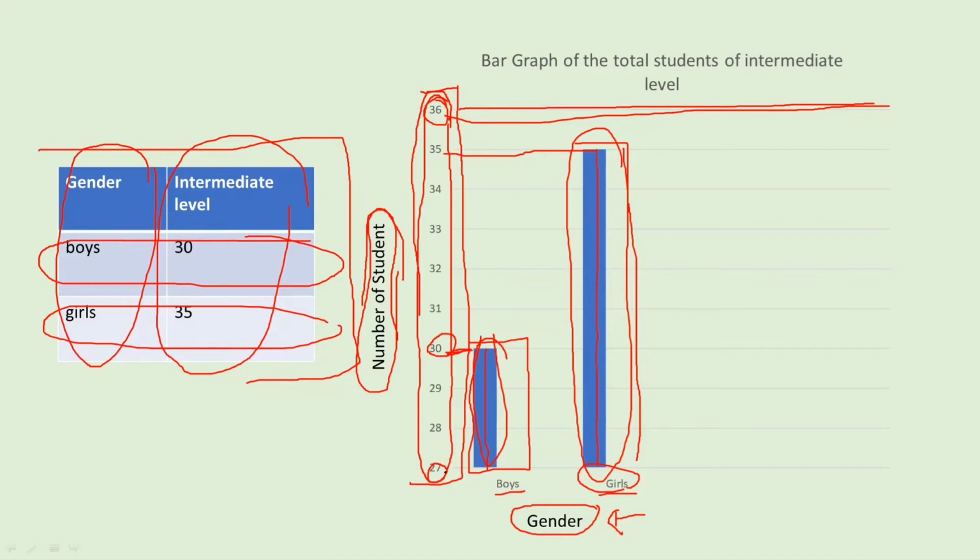So, pwede rin tayong gumamit ng iba pang number. So, it depends doon sa ating given data. So, kaya ang ginamit natin ditong scale ay 27, 28, 29, 30, 31, 32, and so on, dahil ang ating data ay 30 and 35. So, titignan natin yung pinakamaliit na number dun sa data natin bago tayo maglagay ng scale.